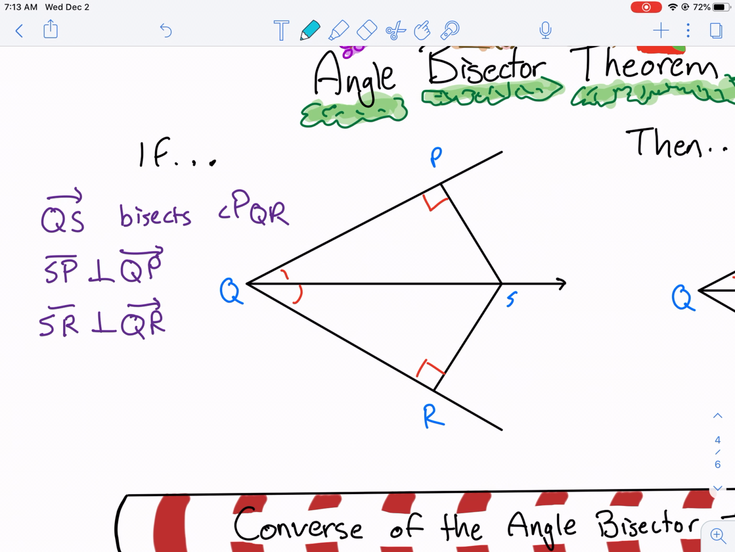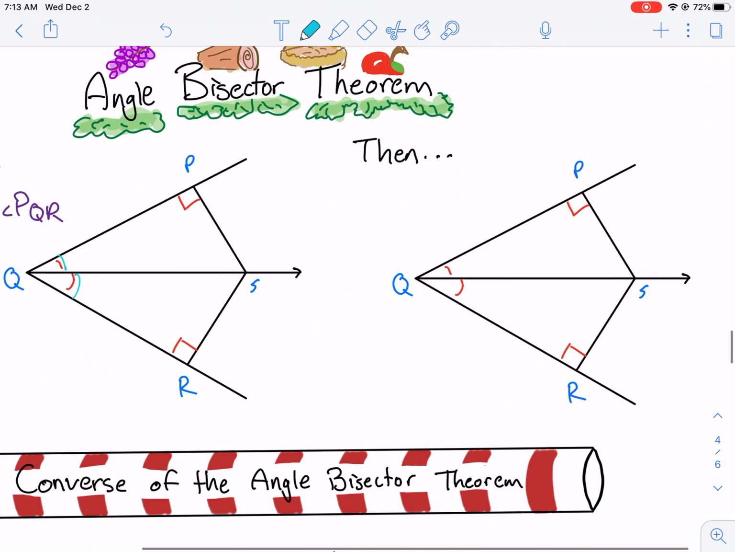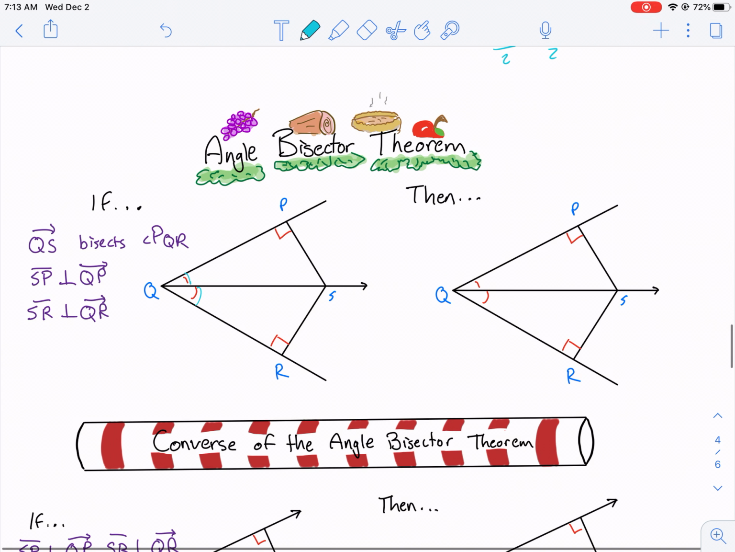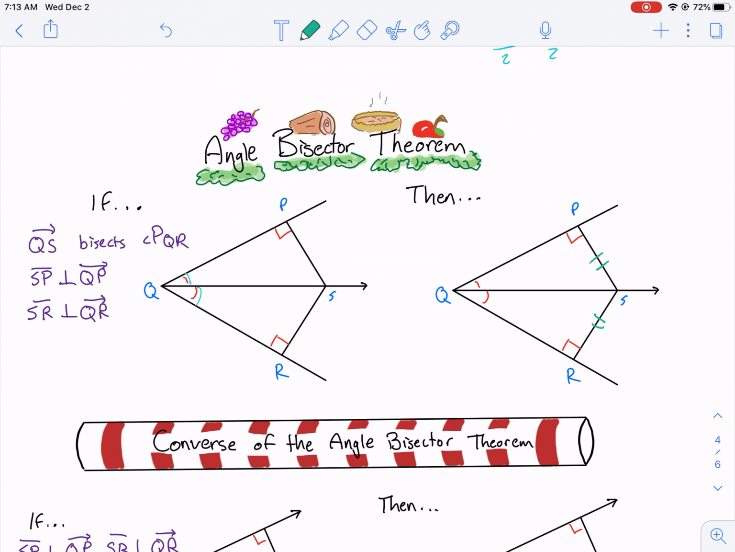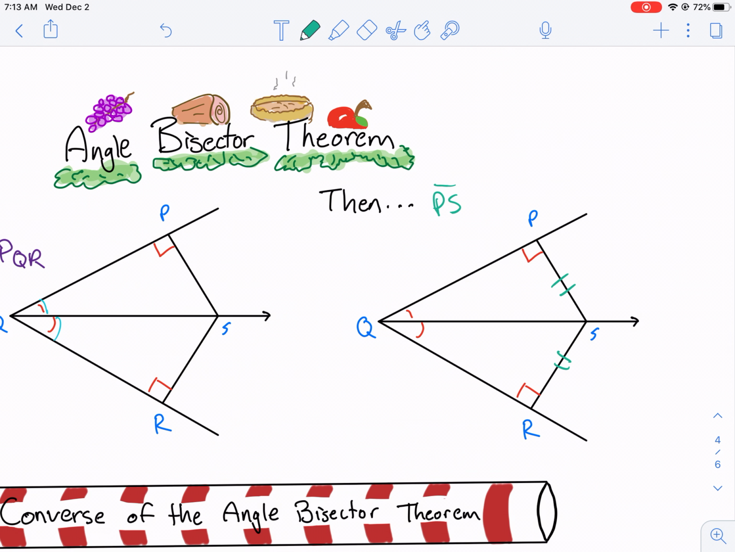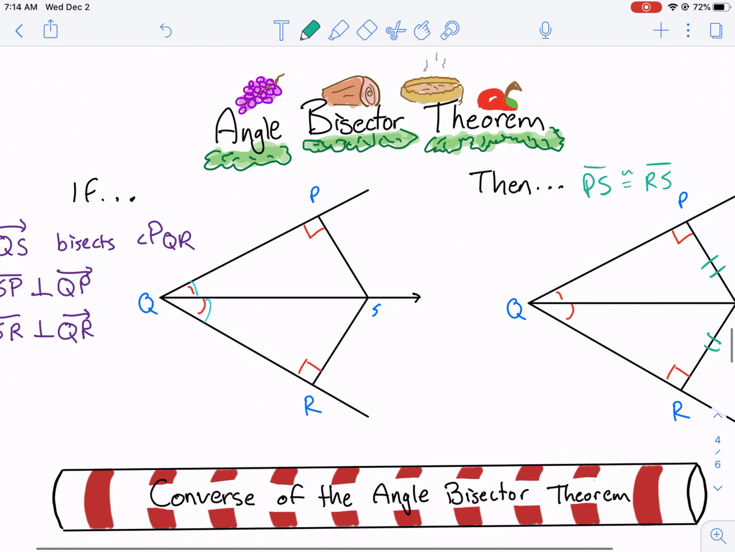So QS bisects PQR, okay? The reason we know that is these two: SP is perpendicular, and this one's perpendicular. So let's go from there. What can we say if we know all this is true? Well, this one's kind of odd in my opinion. We know that these two lines are going to be equal. So PS is going to be congruent to RS.